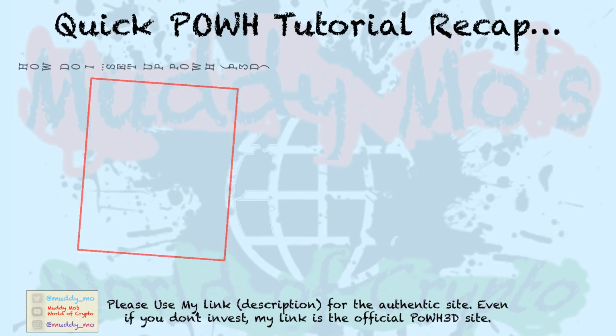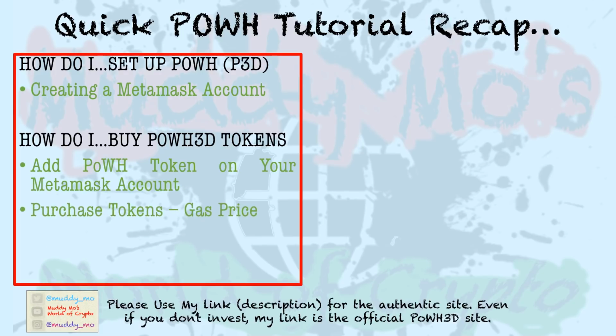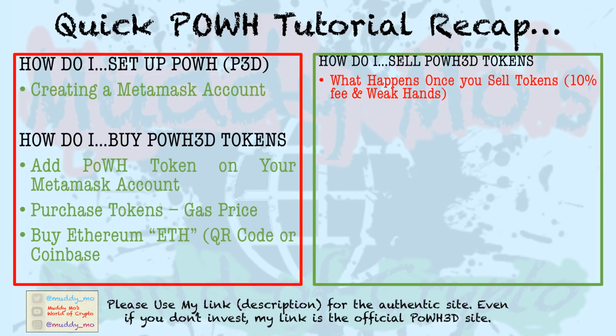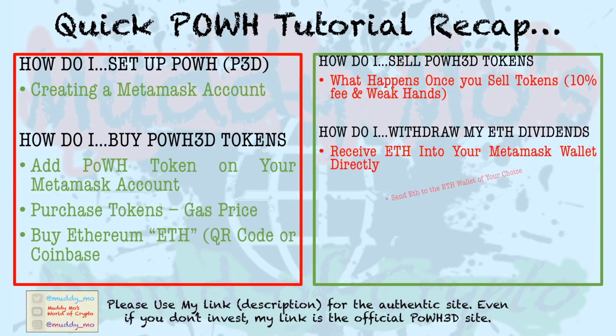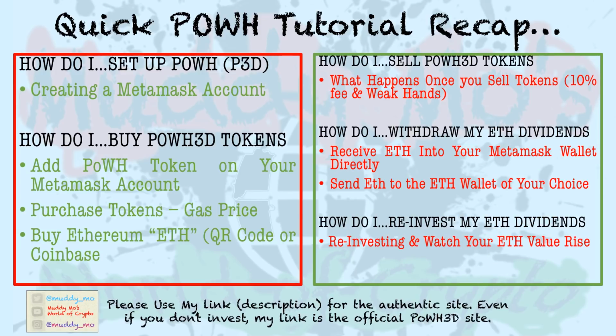All right, so let's do a quick recap of the proof of weak hands tutorial. First we talked about how do I set up a P3D account. Then we talked about how do I buy P3D tokens: first adding P3D on your MetaMask, then purchasing tokens at a gas price, buying Ethereum with a QR code at Coinbase. Next we talked about how do I sell P3D tokens, and what happens once you sell those tokens. Also, how do I withdraw my ETH dividends: receiving ETH into your MetaMask, and sending it to the ETH wallet of your choice. And then we talked about how do I reinvest my Ethereum dividends: reinvesting in P3D tokens, and reinvesting and watching your ETH value rise.